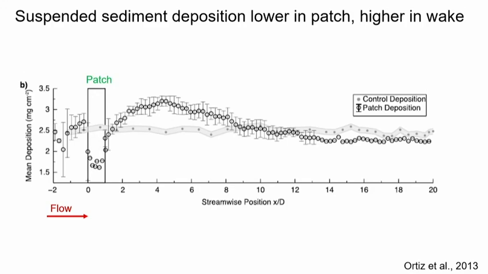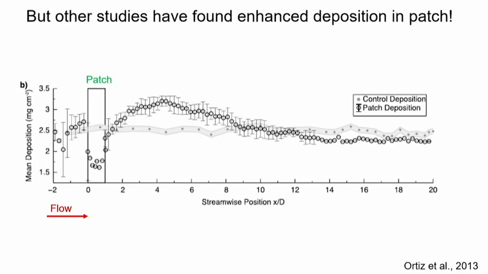So vegetation is not causing deposition. In some cases, compared to a location without vegetation, it's causing erosion. But other studies have found that vegetation causes enhanced deposition. So what's going on? Is there some universal thing we could say about vegetation? Does it cause deposition? Does it cause erosion? Or is it just a wash and we can't say anything at all?